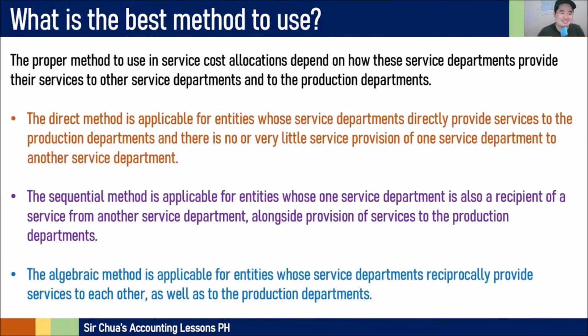Okay, so medyo may kwentuhan tayo dito. The proper method to use in service cost allocations depends on how the service departments provide their services to other service departments and to the production departments. You will be using the direct method if, so actually it's applicable for entities whose service departments directly provide services to the production departments, and there is no or very little service provision of one service department to another service department. For example, human resource department and cafeteria.